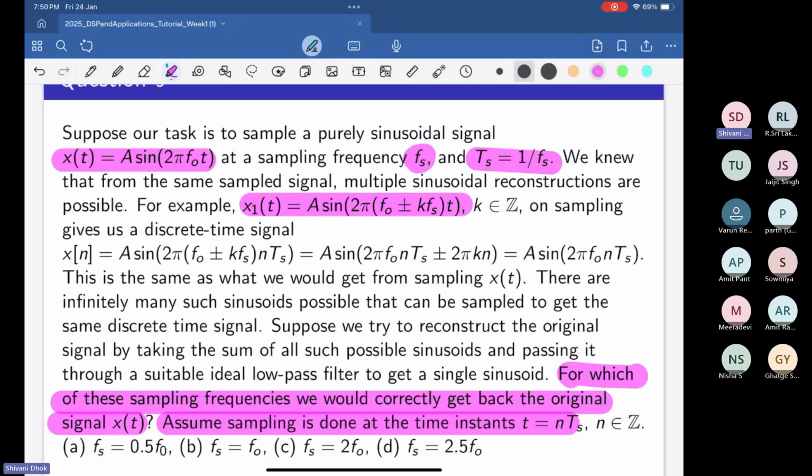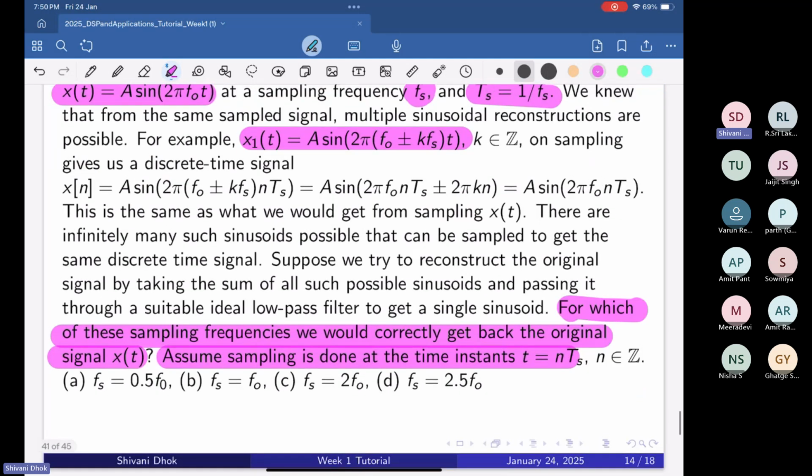So what they are saying is we want to sample the sinusoid x of t equal to A sin 2 pi f naught t, and we want to reconstruct it back properly. There are other replicas and mirror images that come up, but we don't want them to be present in our reconstruction. So we want a suitable sampling frequency in order to sample this particular signal x of t. So what are the possible values of sampling frequencies that we can take up?